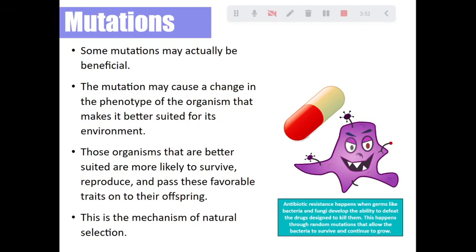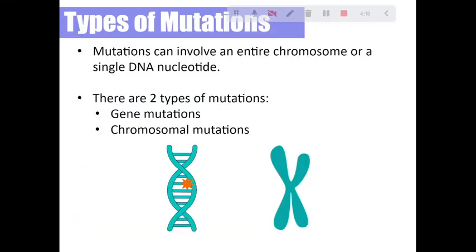Antibiotic resistance happens when germs like bacteria and fungi develop the ability to defeat the drugs that are designed to kill them. This happens through random mutations that allow the bacteria to survive and continue to grow.